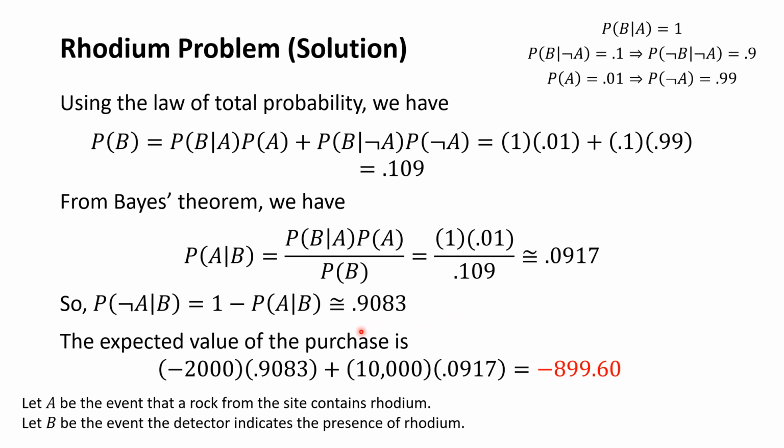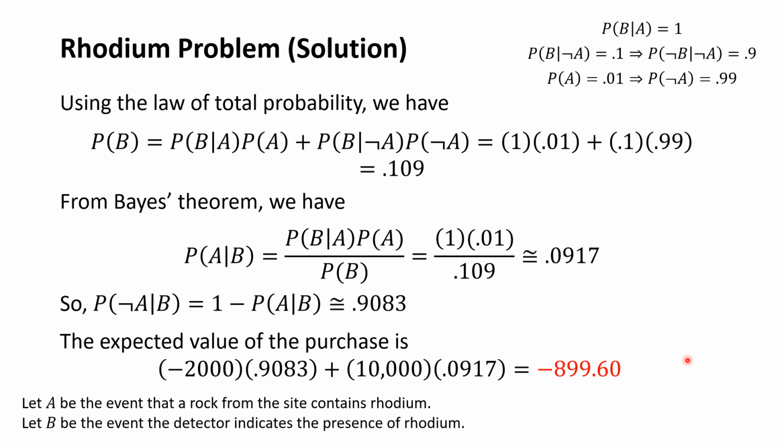And then we can do an expected value just to get a sense of whether or not the purchase makes sense. So we have the minus $2,000, so if you guess wrong, and that would happen, in other words, the detector says it has rhodium but the rock doesn't, that would be probability 0.9083. And then the probability the rock actually does have rhodium, and you would make $10,000 by reselling it perhaps. So if you add these two together, the expected value is minus almost $900.